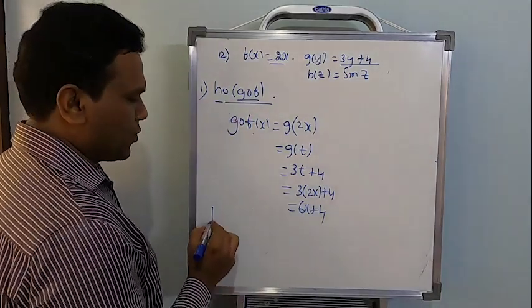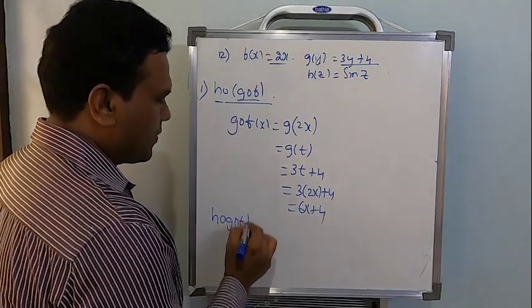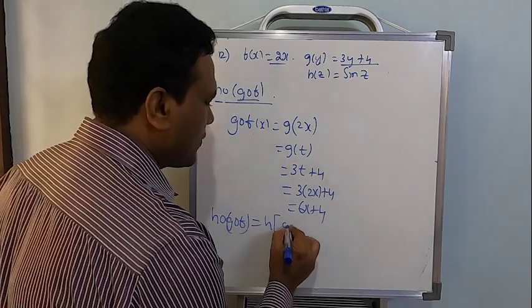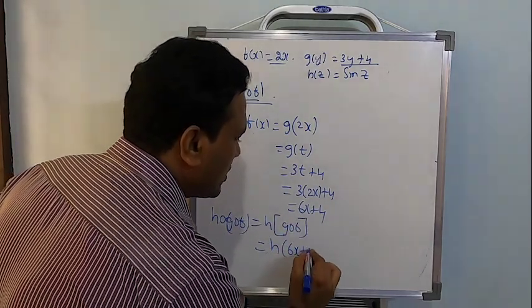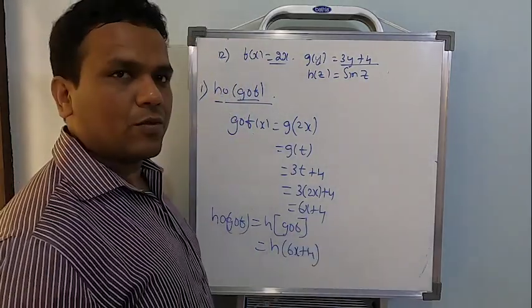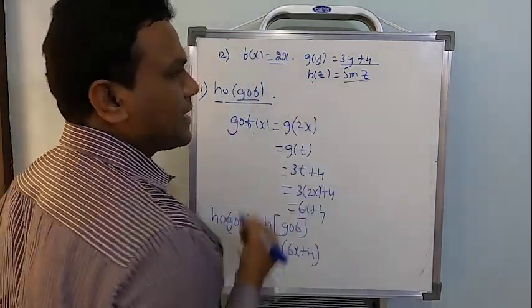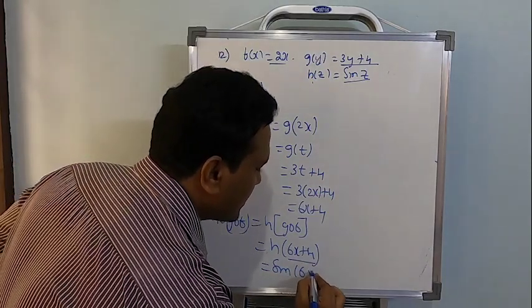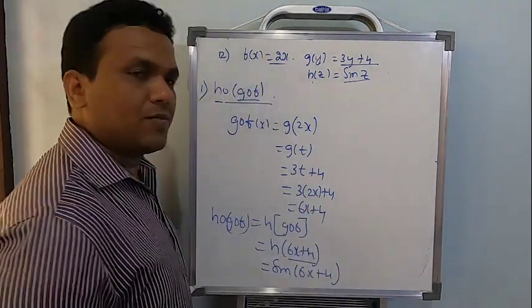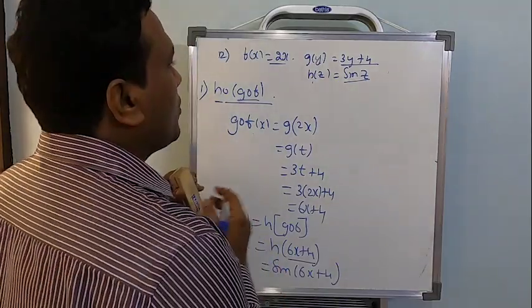Let me substitute here. So h of g of f will be equal to h of (g of f). What is g of f? You got g of x as 6x plus 4. h of z is sin z. h of this should be sin of 6x plus 4. This is LHS. Now the RHS.